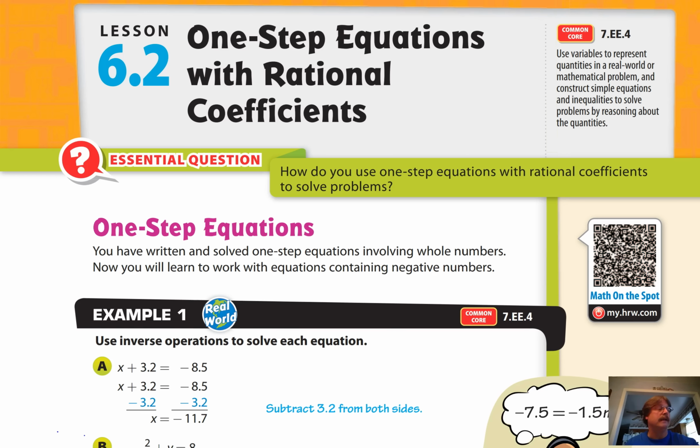The key understandings are that inverse operations undo each other. Addition and subtraction are inverse operations, as well as multiplication and division. When you're solving an equation, the inverse operation must be performed on both sides of the equal sign to maintain the equality. And to solve an equation, it's necessary to isolate the variable.